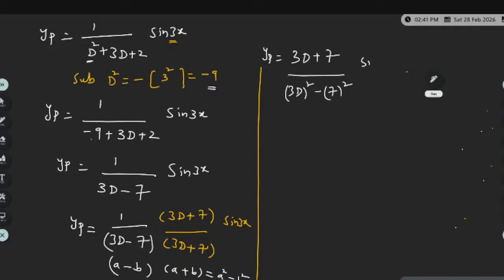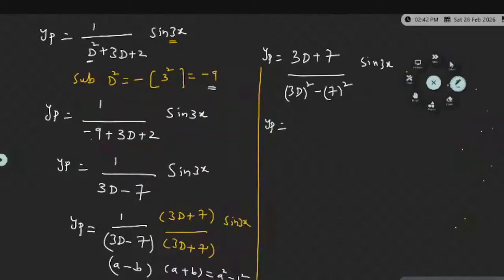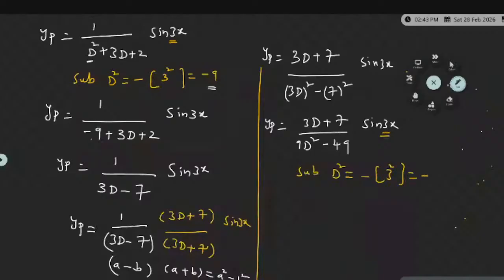How to access it? Okay, may I know, dear students, what is the function? Sin 3x. Very nice, everything is there. Okay, first of all, 3d whole square means 9d square. 7 square means 49. Okay, 2 steps are gone, I think. What is the important step? Substitute d square equal to minus 3 square. How much? Minus 9.